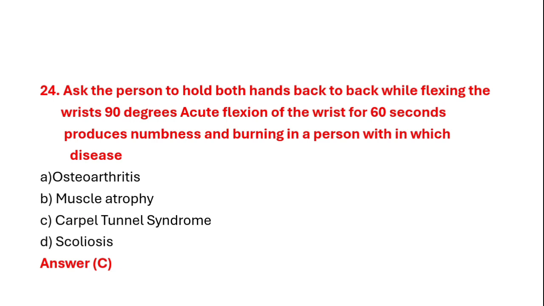Question number 24. Ask the person to hold both hands back to back while flexing the wrist 90 degrees. Acute flexion of the wrist for 60 seconds produces numbness and burning in a person with which disease? Option A, osteoarthritis. Option B, muscle atrophy. Option C, carpal tunnel syndrome. Option D, scoliosis. Correct answer is option C, carpal tunnel syndrome.